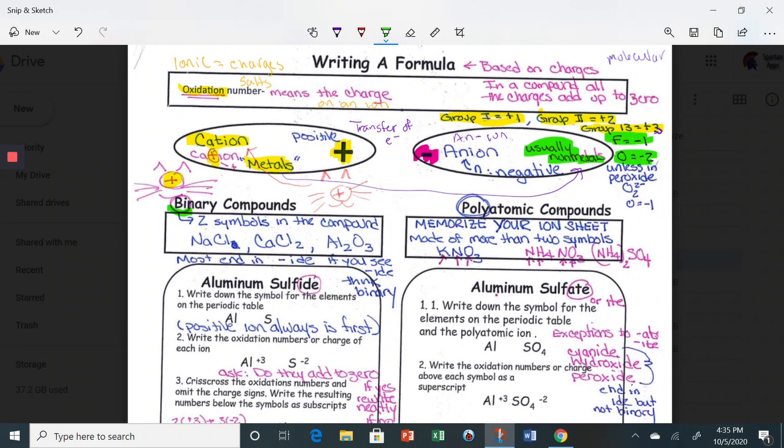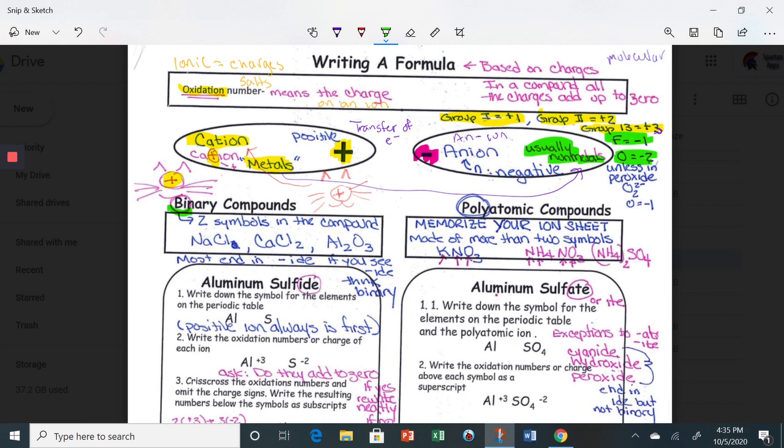So if I got a variety of compounds written there, we have sodium chloride. So you have 1 sodium, 1 chlorine. You have calcium chloride, 1 calcium, 1 chlorine. You have aluminum oxide, 2 aluminums, 3 oxygen. All of those are binary.